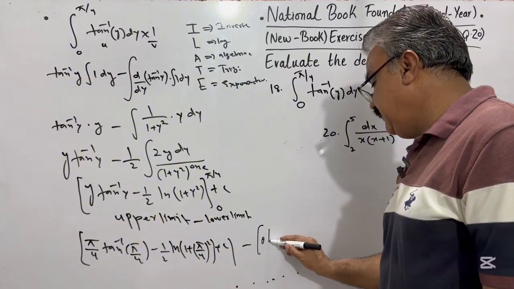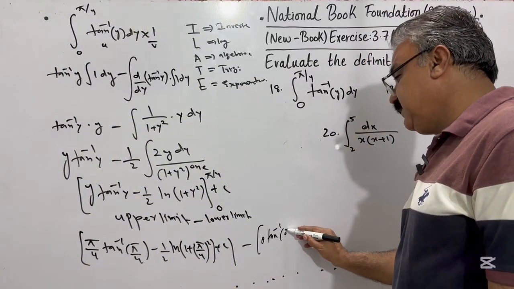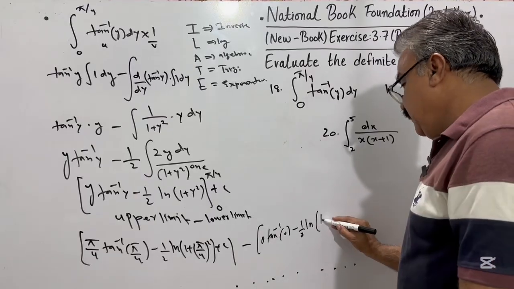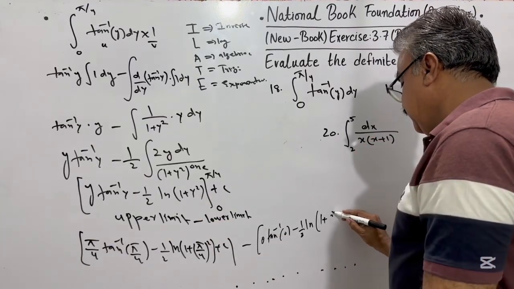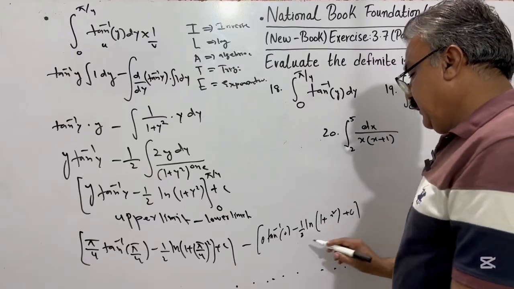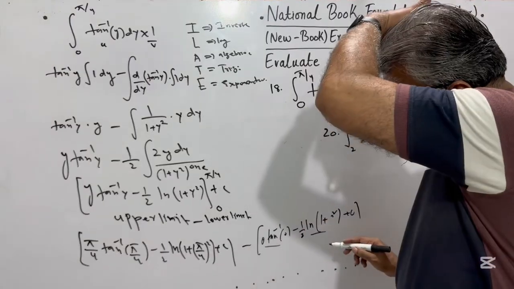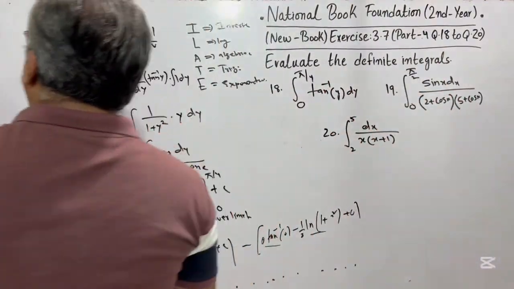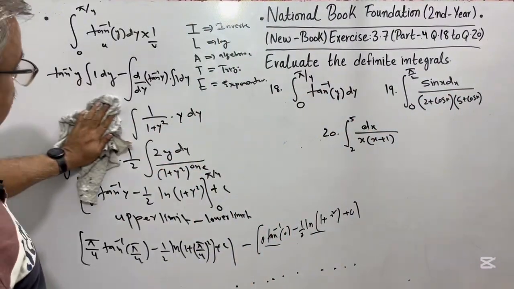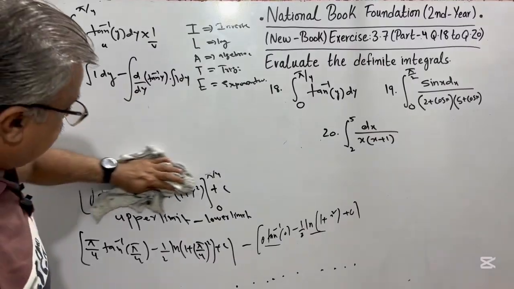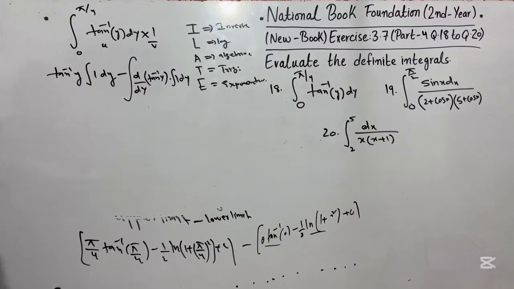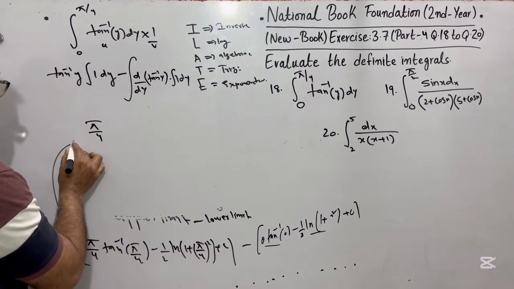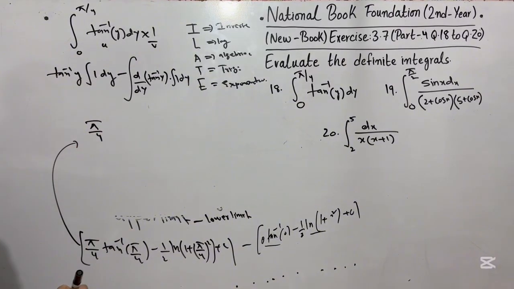We have 0 times tan inverse of 0 minus 1 upon 2 ln of 1 plus 0 square plus c. That's overall 0. ln 1 is also 0. Here c remains, cancelled out, and we are left with what? Let's see and find out. Pi upon 4, tan inverse of pi upon 4.